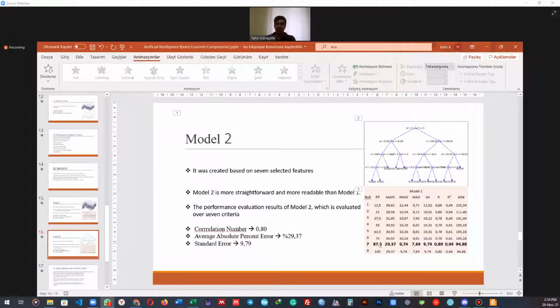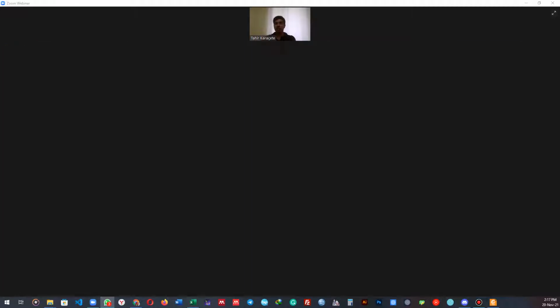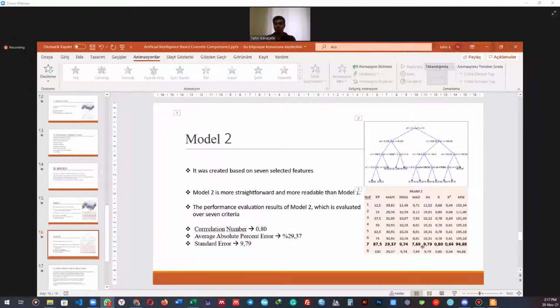Feature percent 87.5, and model 2 is more straightforward and more readable than model 1. It is readable, it is not complex, and these are the performance evaluation results of model 2, which is evaluated over 7 criteria. Correlation number 0.80, and average absolute percent error 37%, and standard error 9.79.